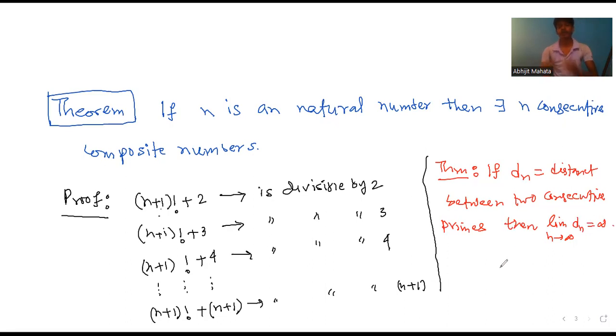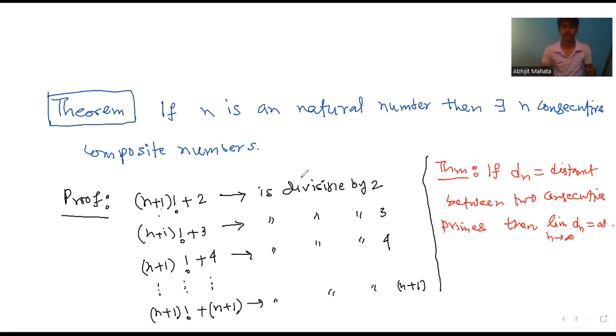This is very important. If you take the distance between two consecutive primes, then the distance will become infinity. Why? Because of this theorem. For any natural number n you can find n composite numbers. So if you have a prime number here, then after n composite numbers you have another prime number. So if you take n larger and larger, the distance between two consecutive prime numbers becomes larger and larger.